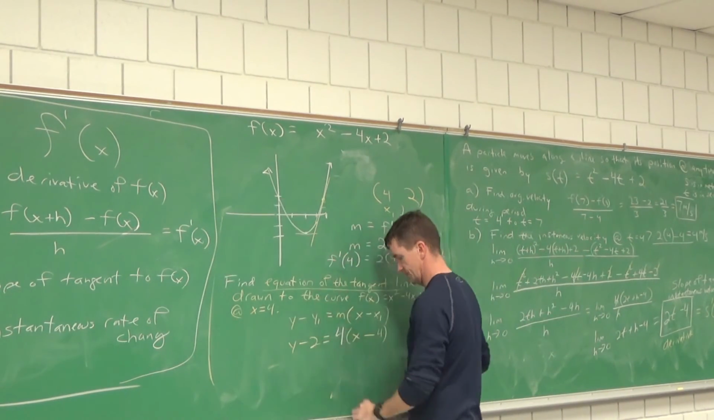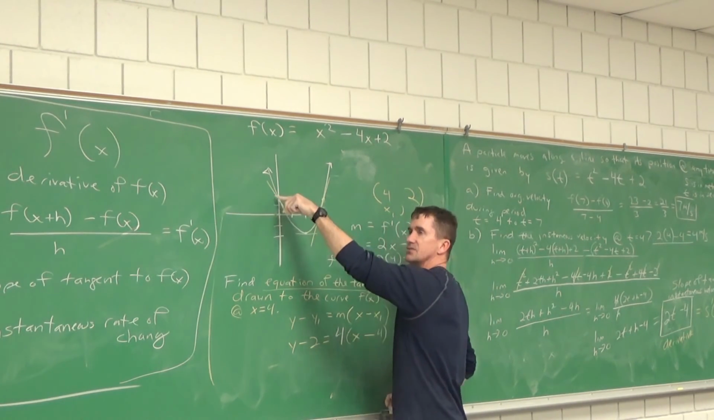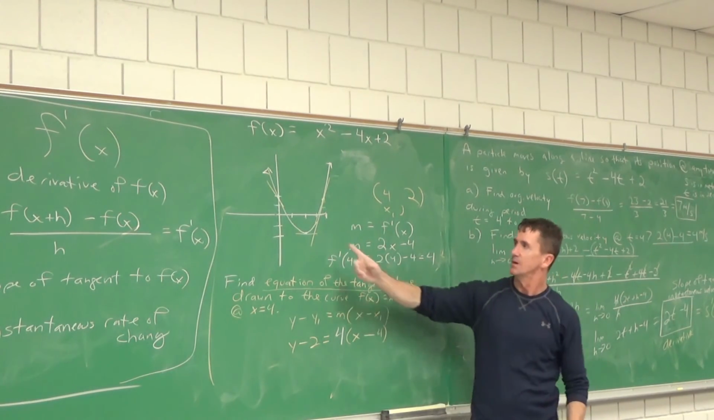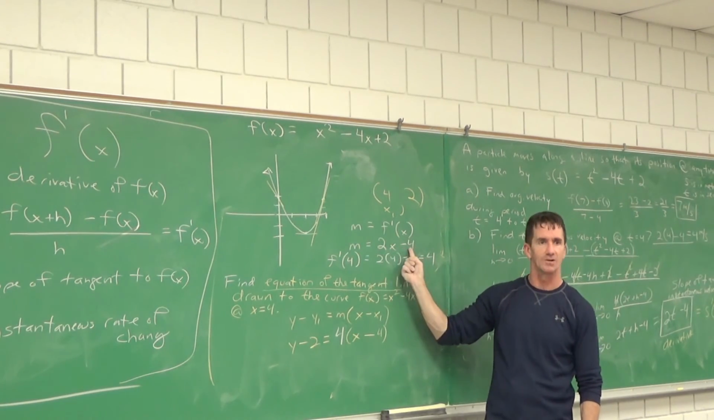Now, I'm going to try another point. How about over here? What if I drew a tangent right there? The slope would be positive or negative. Can you tell from the picture? Slope should be negative. True. Well, let's see. What's the x value right there? 0. What's 2 times 0 minus 4?